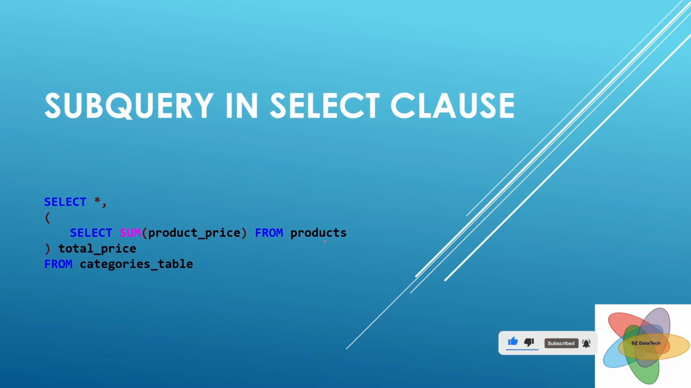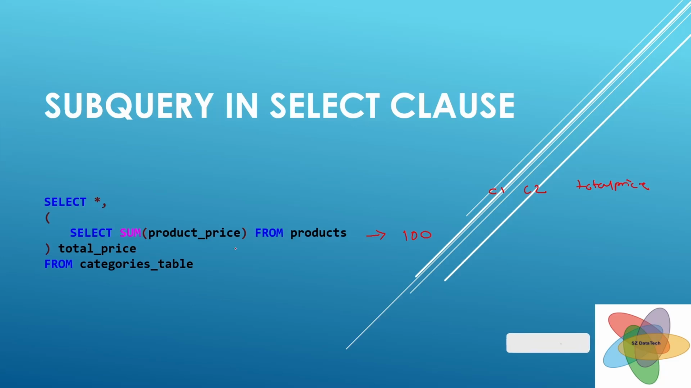If there are 1,000 products inside this product table, here we will get the sum of product price of those 1,000 products. So we will get a single result over here. Let's assume the sum of product price is 100 rupees. Now select star means all the columns from the category table. Let's assume there are two columns in the category table, column 1 and column 2. Then there would be a third column provided in this resultant set, that is total price.